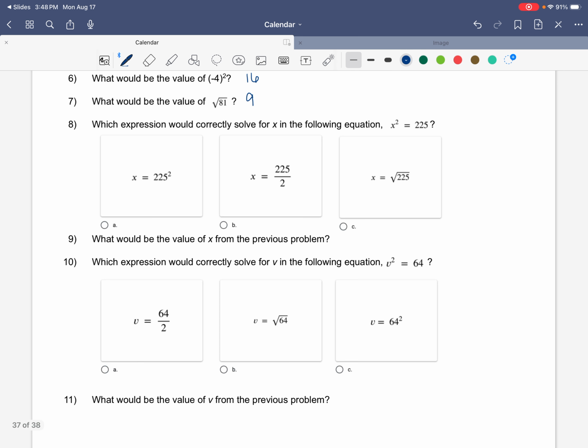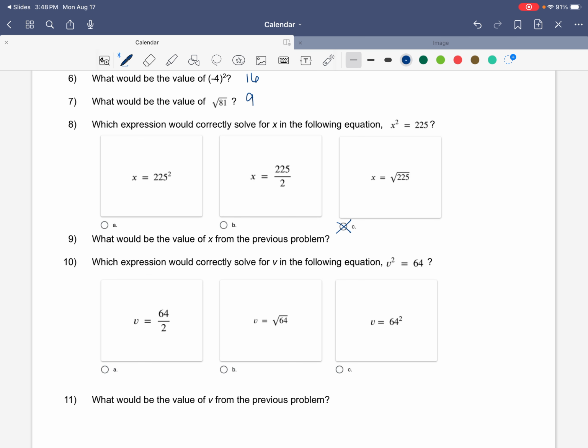For number 8, which expression would correctly solve for x in the following equation? So we have x squared is equal to 225. So remember, when we want to get x by itself and it's being squared, we have to do the opposite of squared, which is the square root. So we would take the square root of each side. So we'd have x is equal to the square root of 225. So the correct answer is C.